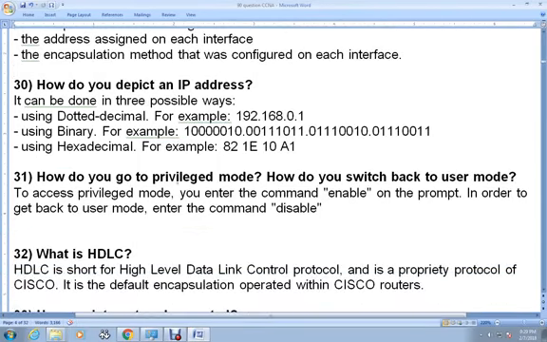Guys, next question is how do you depict an IP address? How can you show or display an IP address? We have three ways. This is the first example: 192.168.0.1, dotted decimal basically, and this is the second, binary. You can use ones and zeros, and this is hexadecimal, for example 82.1e and 10 like this. So these are the three methods we can show or depict an IP address.